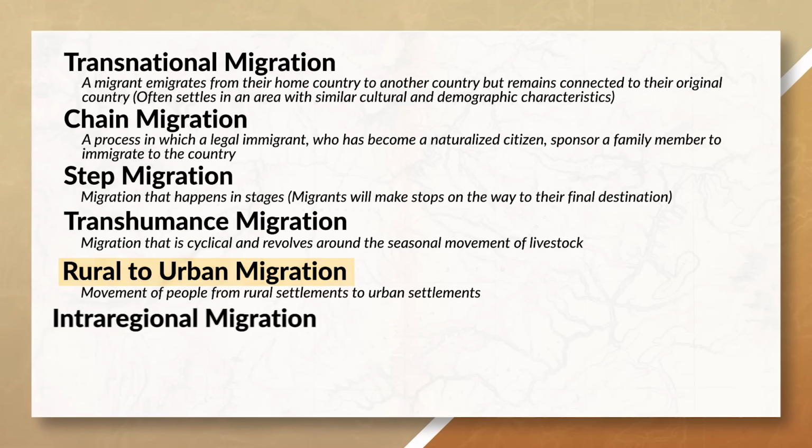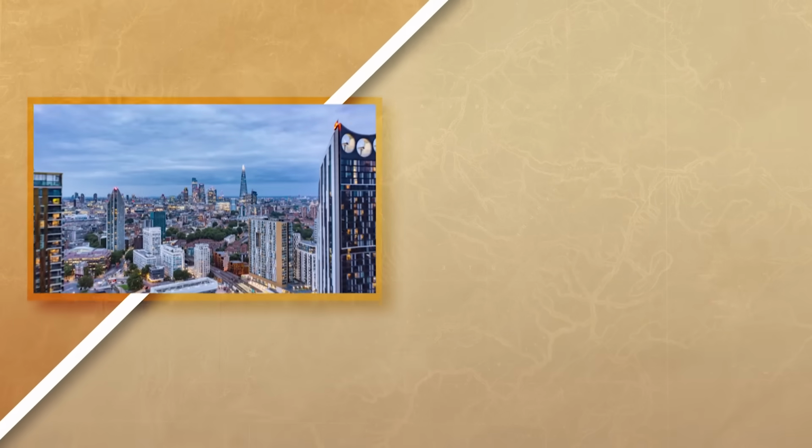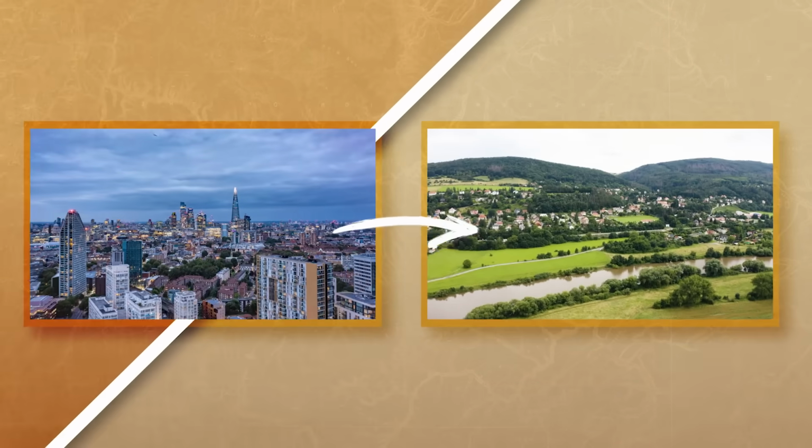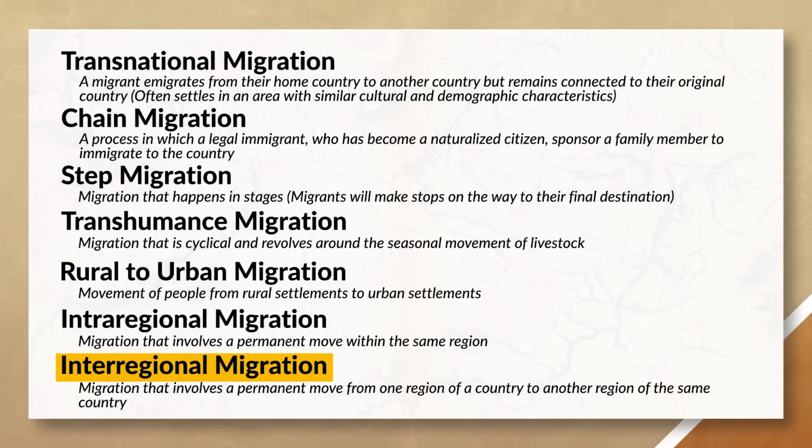Lastly, you also want to be familiar with both intra-regional migration and inter-regional migration. Two terms that honestly are really easy to mix up. Intra-regional migration refers to the movement of people within a particular region. For example, a person moving from an urban area to a suburban area, while inter-regional migration refers to the movement of people between different regions.